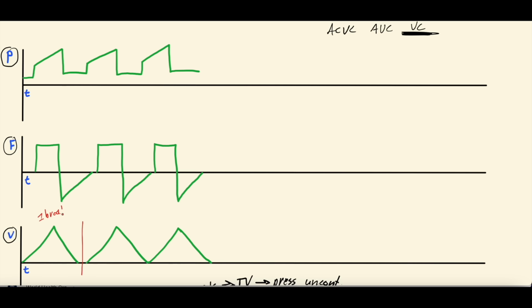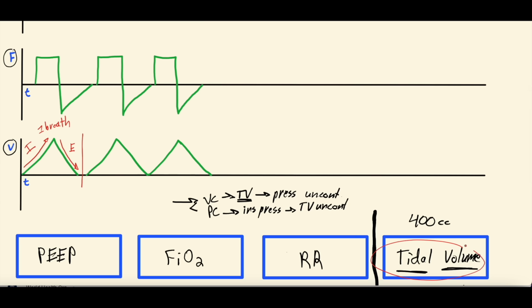And as you can see, the volume goes up for half the breath as the ventilator is delivering that breath, and then it goes down for the other half, right? That's as the patient is expiring. So this is inspiration, this is expiration. And this volume should be about what you set on the ventilator. It should be about that tidal volume. So if you set 400 cc's, each one of these breaths should be about 400 cc's of air.